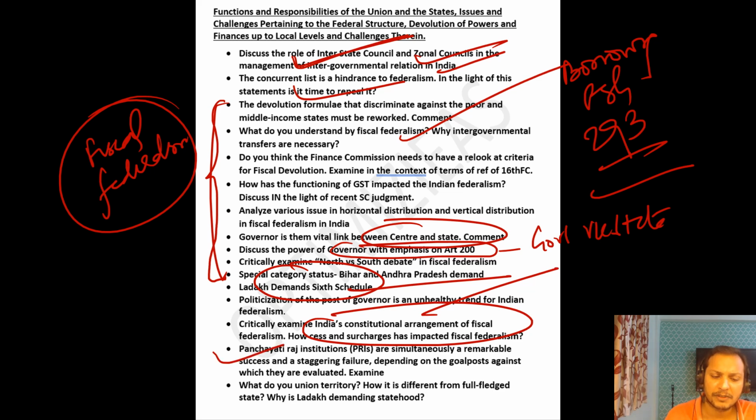Next, there can be a question on Panchayati Raj institutions, have they failed? And another question can be on union territories. What are union territories? What are the constitutional provisions related to union territories? How are they different from the 6th Schedule and 5th Schedule? So these are the questions.